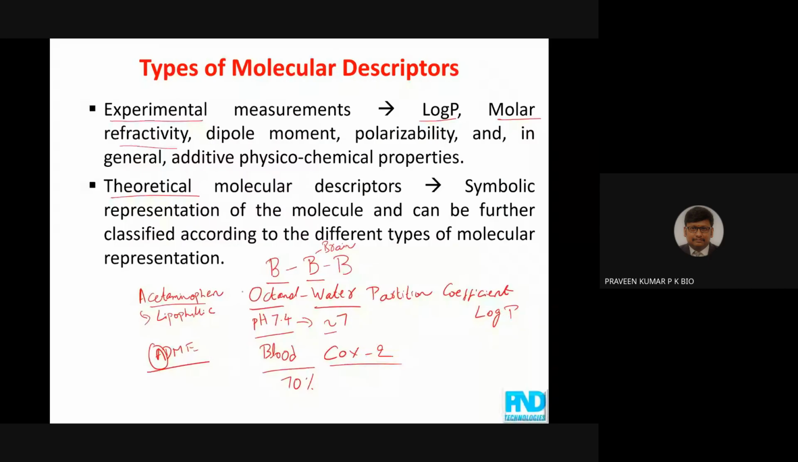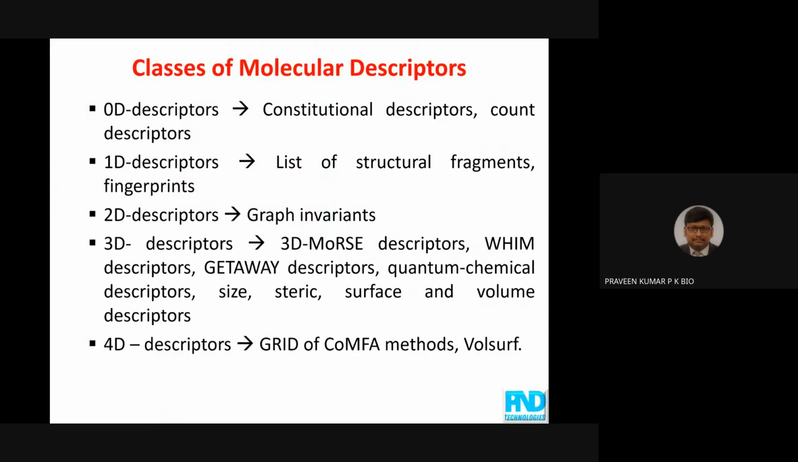So this is actually an experimental part, and this is actually a theoretical part, the blood-brain barrier. Okay, now let me take you to the classes of molecular descriptors. If you see the classes, here I mentioned the 5 types of descriptors, but we also have 5D and 6D, which we'll be discussing in subsequent slides.